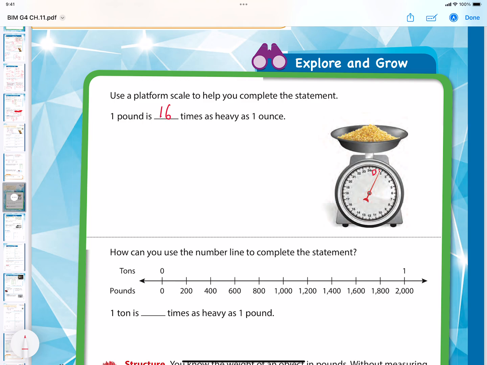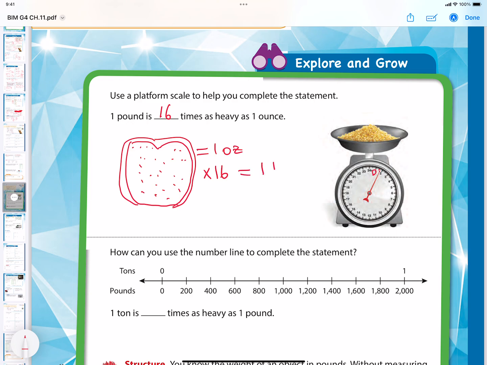So I'm going to tell you this. Let's see, what do you think I'm drawing? It looks like a slice of bread, right? So 1 slice is about 1 ounce, okay? And if you have 16 slices of this bread, it's going to make 1 pound of bread, okay?